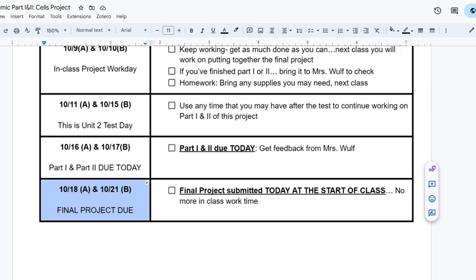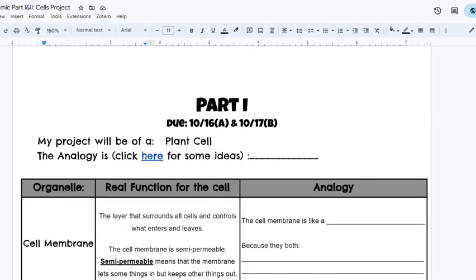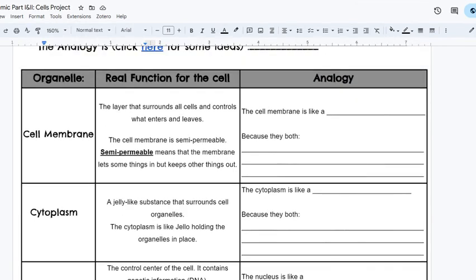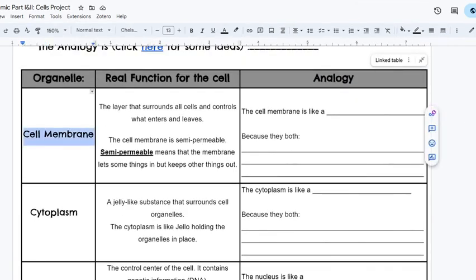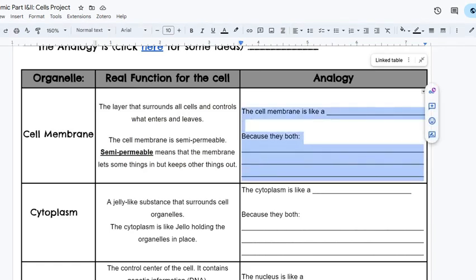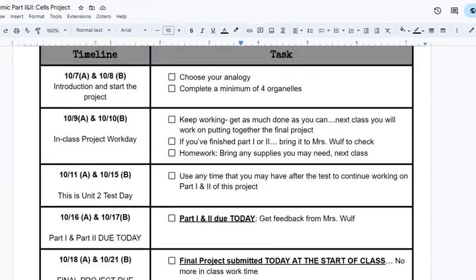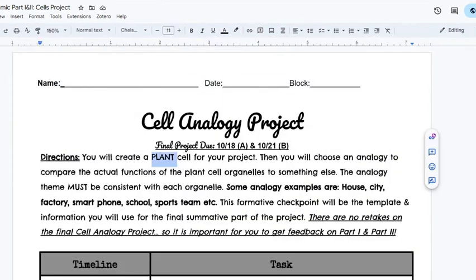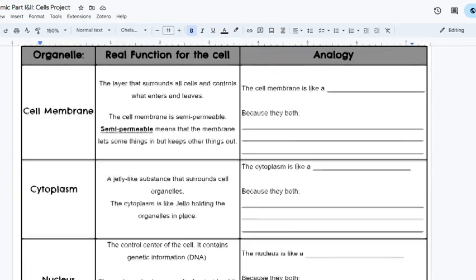Okay. So when I say doing parts 1 and 2, these are your planning parts where you start thinking about the organelles that are in your cell. Some of the classes do have to write in the definitions, so you'll see what packet you have. And then when I say analogy, I didn't really describe what an analogy is just yet. So let's say you pick a plant cell and you want your plant cell to be like a school, okay? So plant cell is like a school.